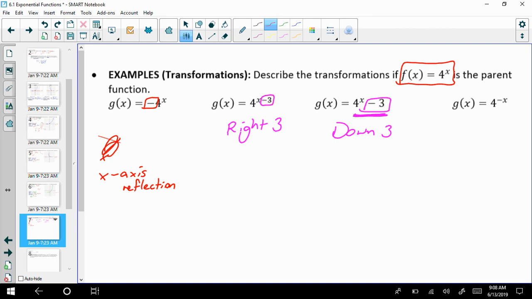And the last one, notice the negative is up with the x. So that is a y-axis reflection. Okay, so we have not seen the end of the transformations. We will see them come back this unit.